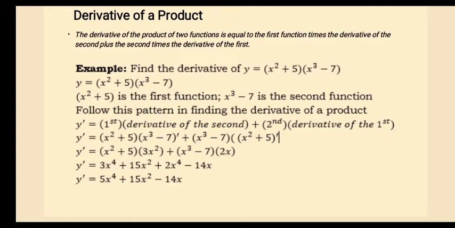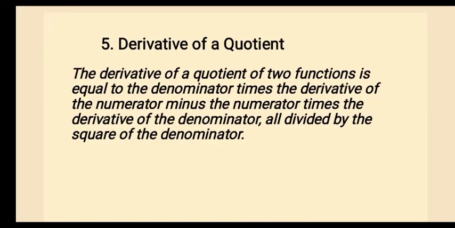So y prime is equal to 3x raised to 4 plus 15x squared plus 2x raised to 4 minus 14x. So y prime is equal to 5x raised to 4 plus 15x squared minus 14x. And lastly, we have the derivative of a quotient.